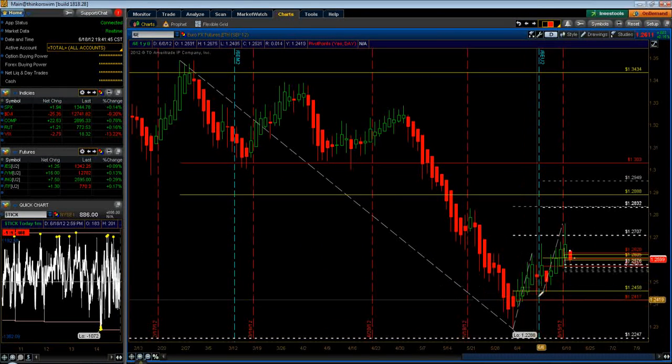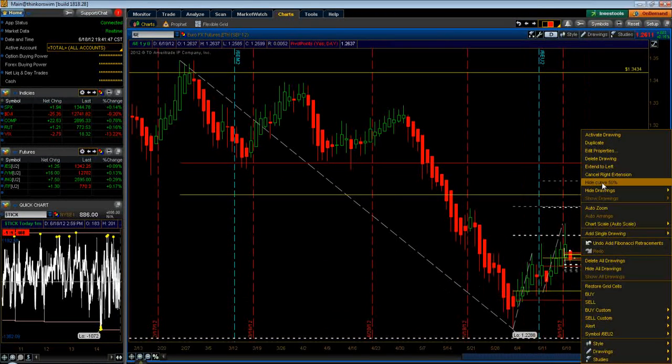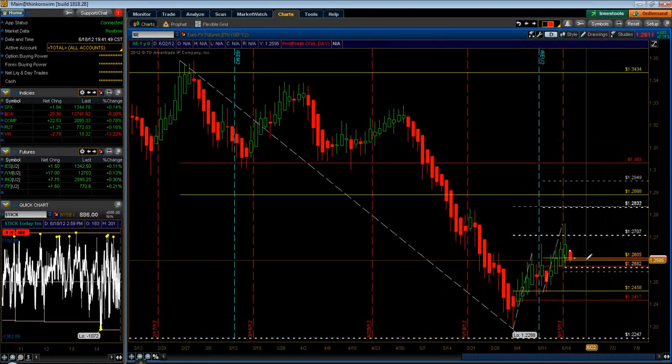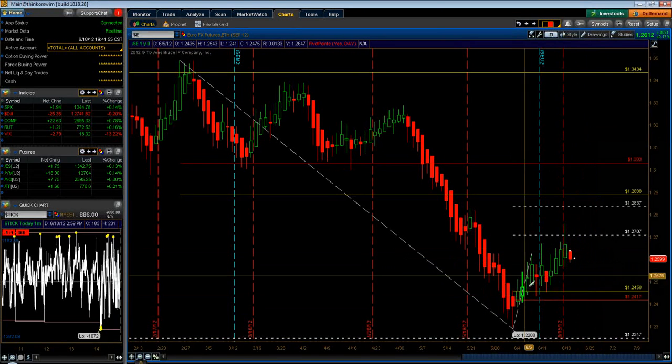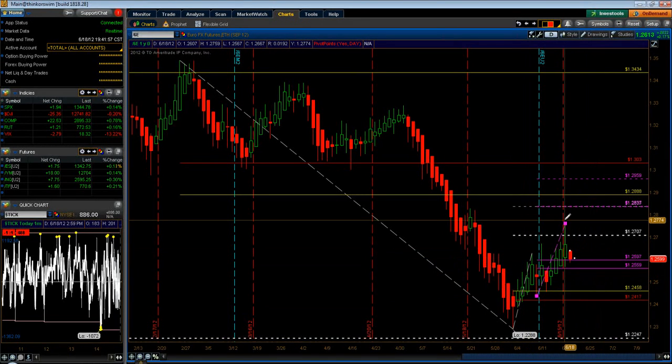a daily long, and then I'm going to actually delete all of these little drawings so it's a little cleaner. We ended up trading into a daily long and then a second daily long later, actually Friday, I think it was, and then holding it this morning.